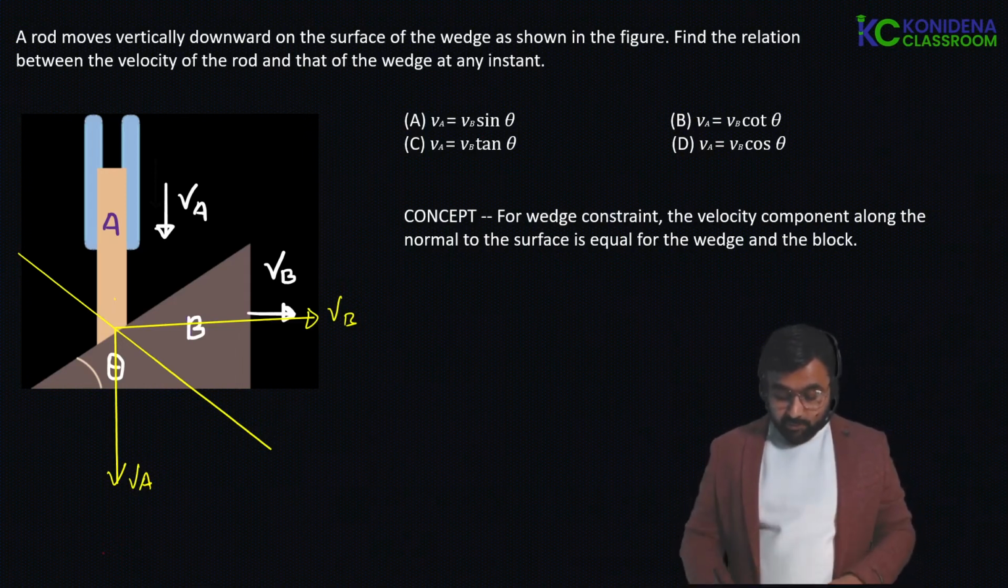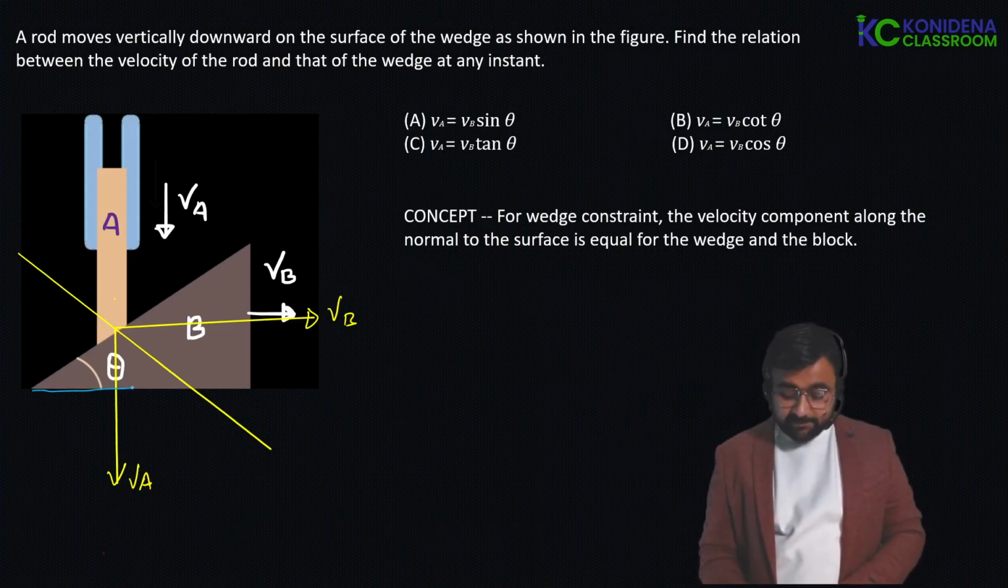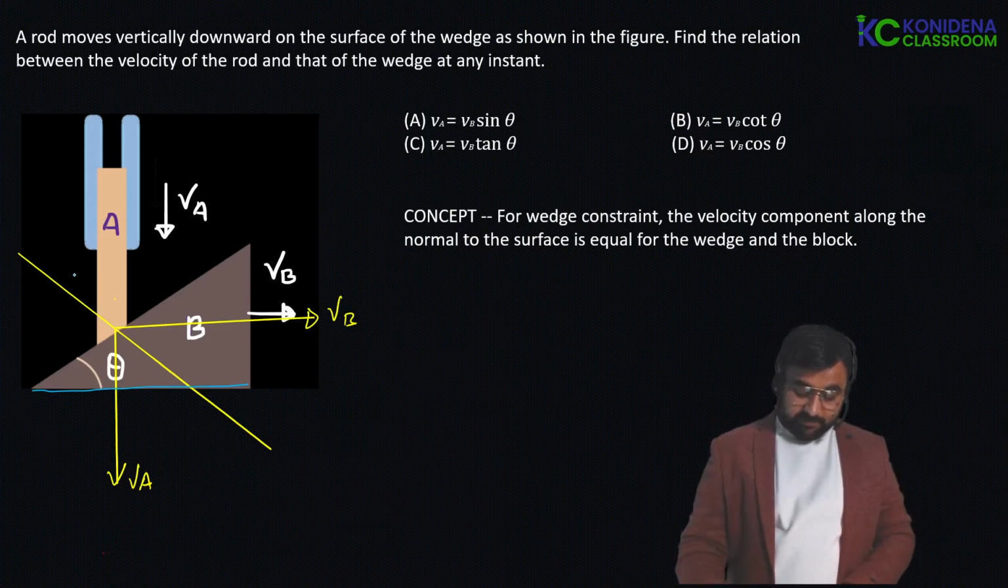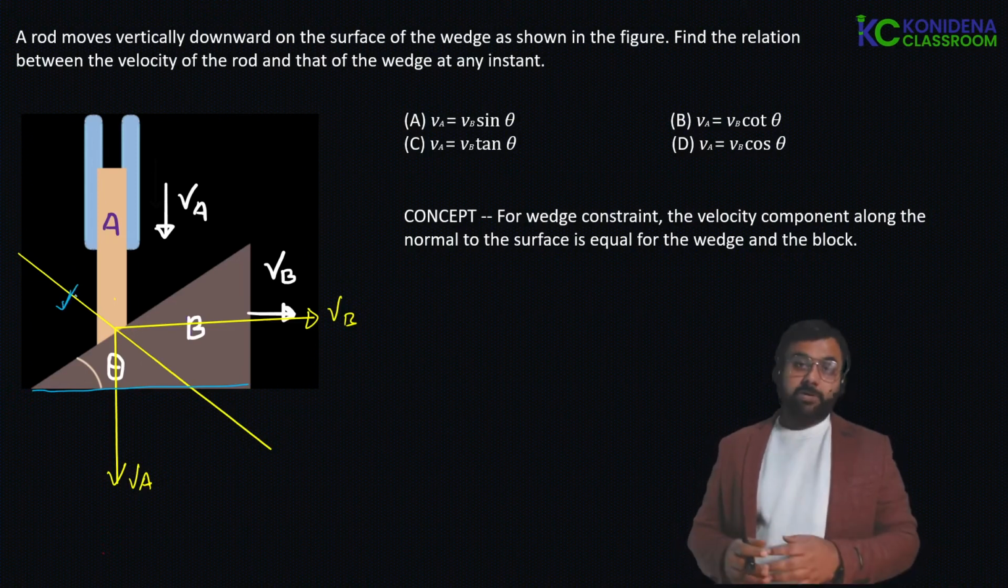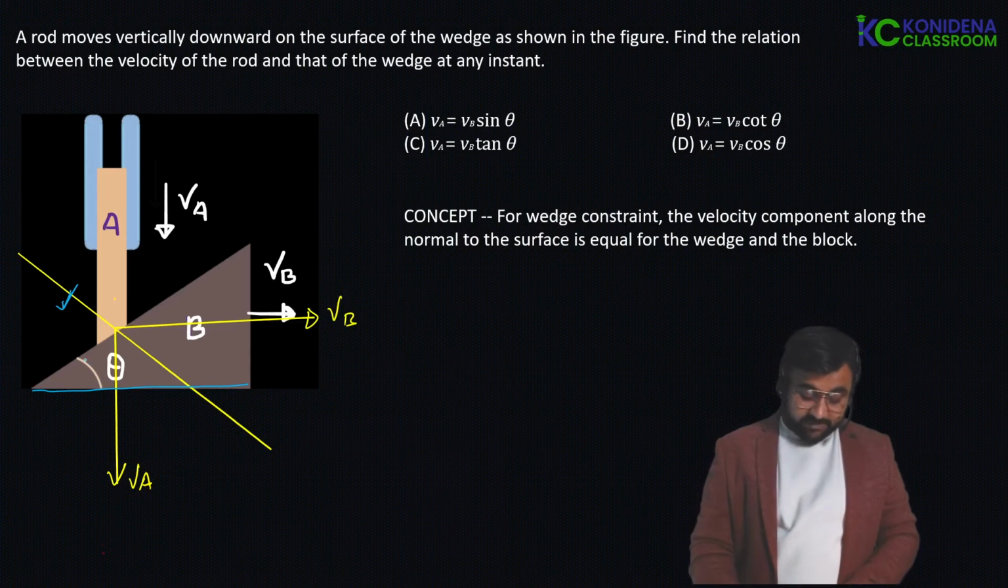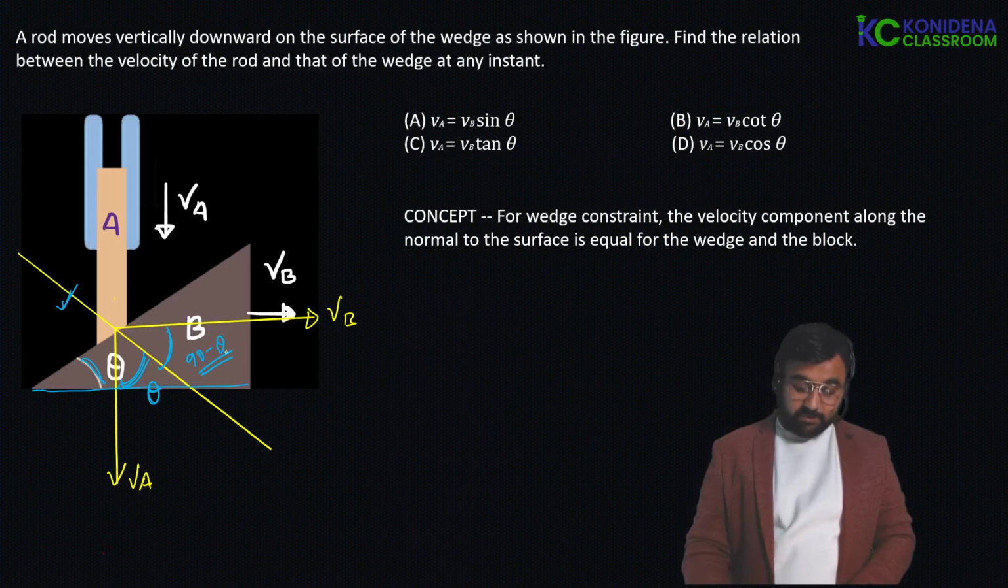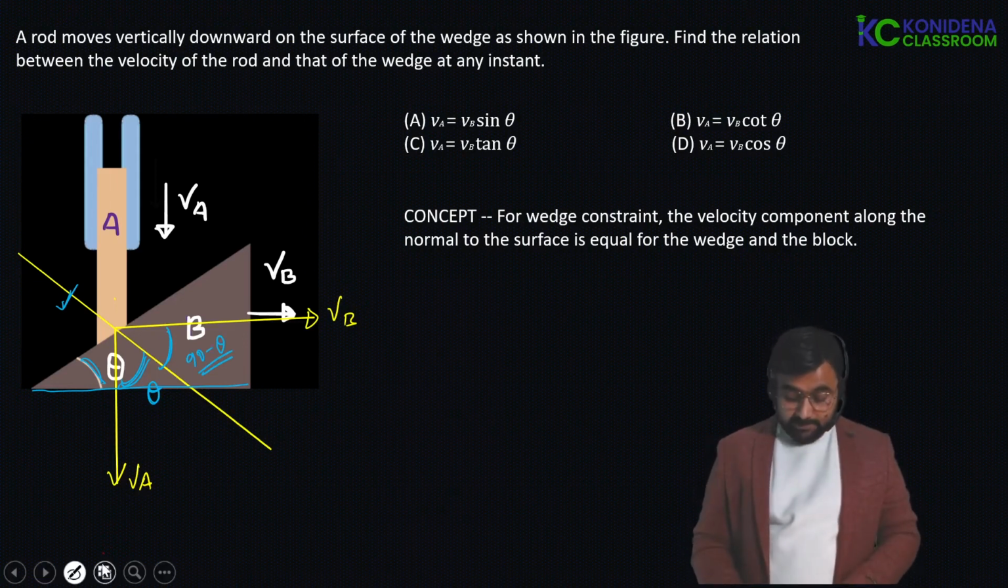The line of VA is perpendicular to this base line. And this line, which is perpendicular to the contact surface, is perpendicular to the inclined plane. So if this angle is theta, then this angle has to be theta only, and this angle will in that case be 90 minus theta. So now we can take the components easily. Let us do the components.